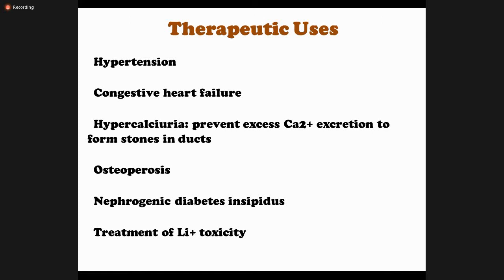Osteoporosis, this one already discussed. Nephrogenic diabetes insipidus, right? Because in this condition, an excessive amount of urine is going to be squeezed out. But when we use the thiazide diuretic, it will produce hyperosmolar urine, so the amount is lower after the use of thiazide diuretic compared with without it. Treatment of lithium toxicity, right?